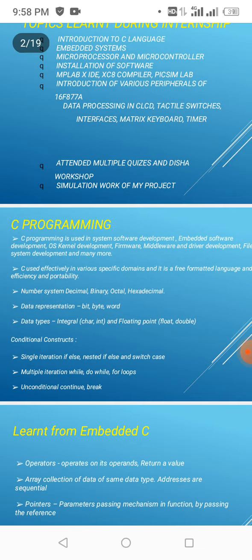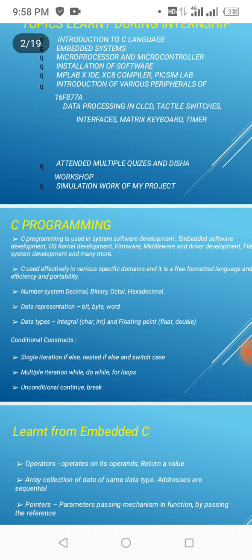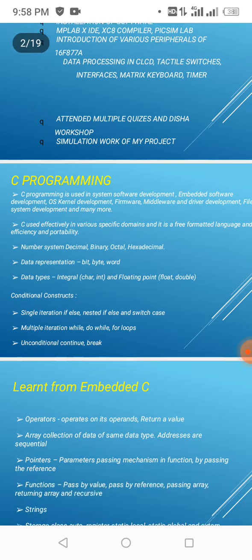C programming is used in software system development, embedded software development, OS kernel development, firmware, middleware, driver development, file systems development, and many more. It is used for data representation like bit, byte, word, and also data types: integral, character, floating point, float, double. It is also used for conditional constructs, iteration, if else, and switch.